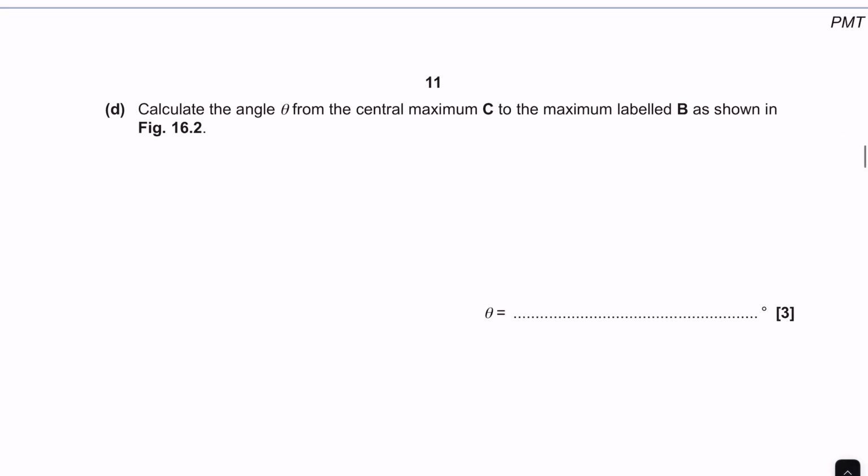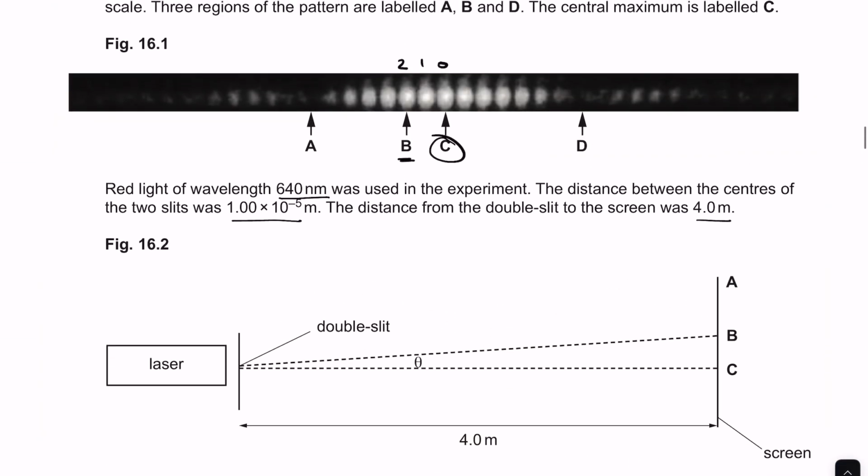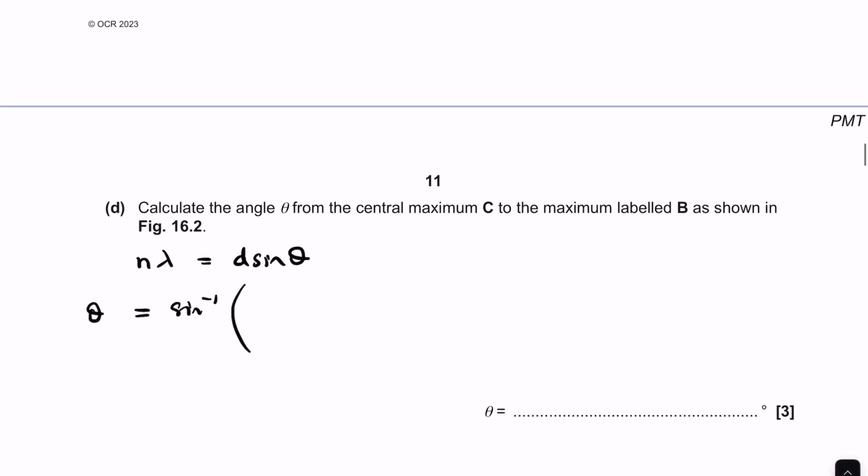Okay. Part D, calculate the angle theta from the central maximum C to the maximum labeled B, as shown in figure 16.2. So we know, first of all, that n lambda is equal to d sine theta. So theta will be equal to sine inverse of n lambda over d. Now, n, as I said earlier, is 2. And 2 times the wavelength, which is 640 times 10 to the minus 9, over the value of d, which is the slit distance, and that is 10 to the minus 5.